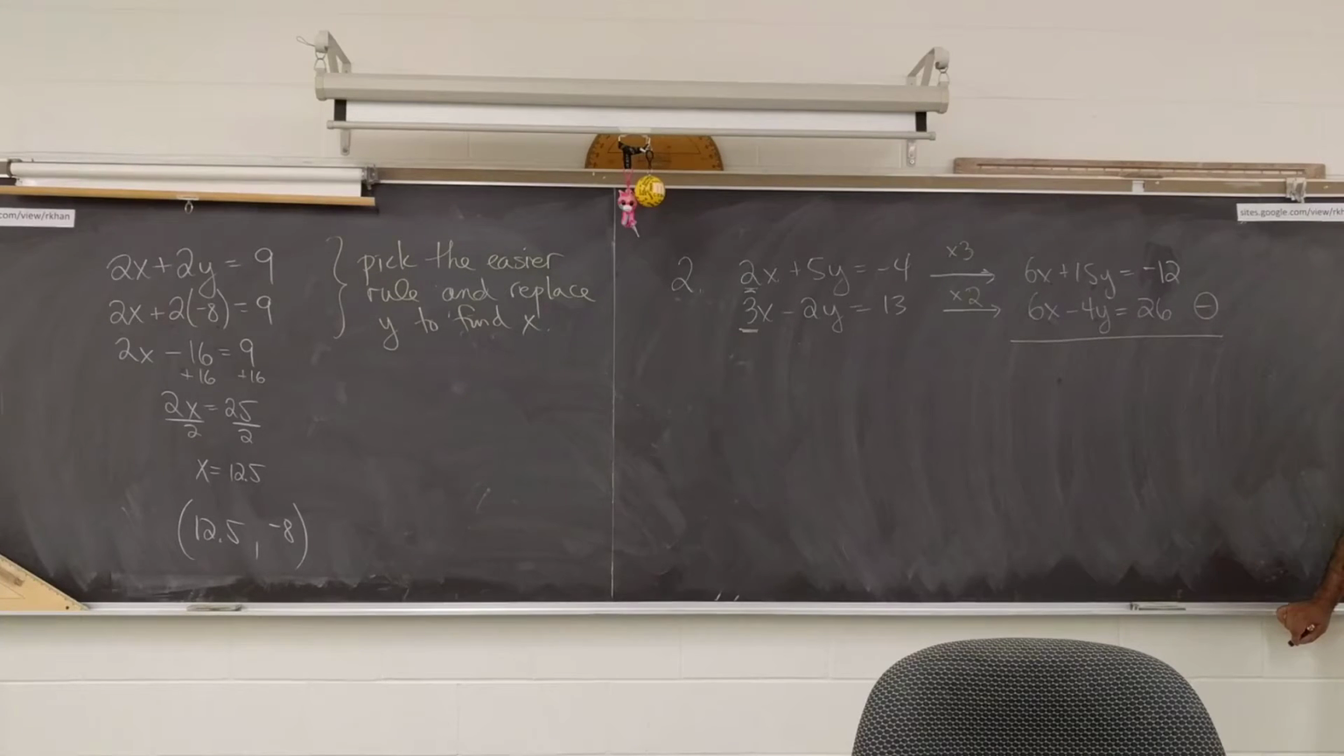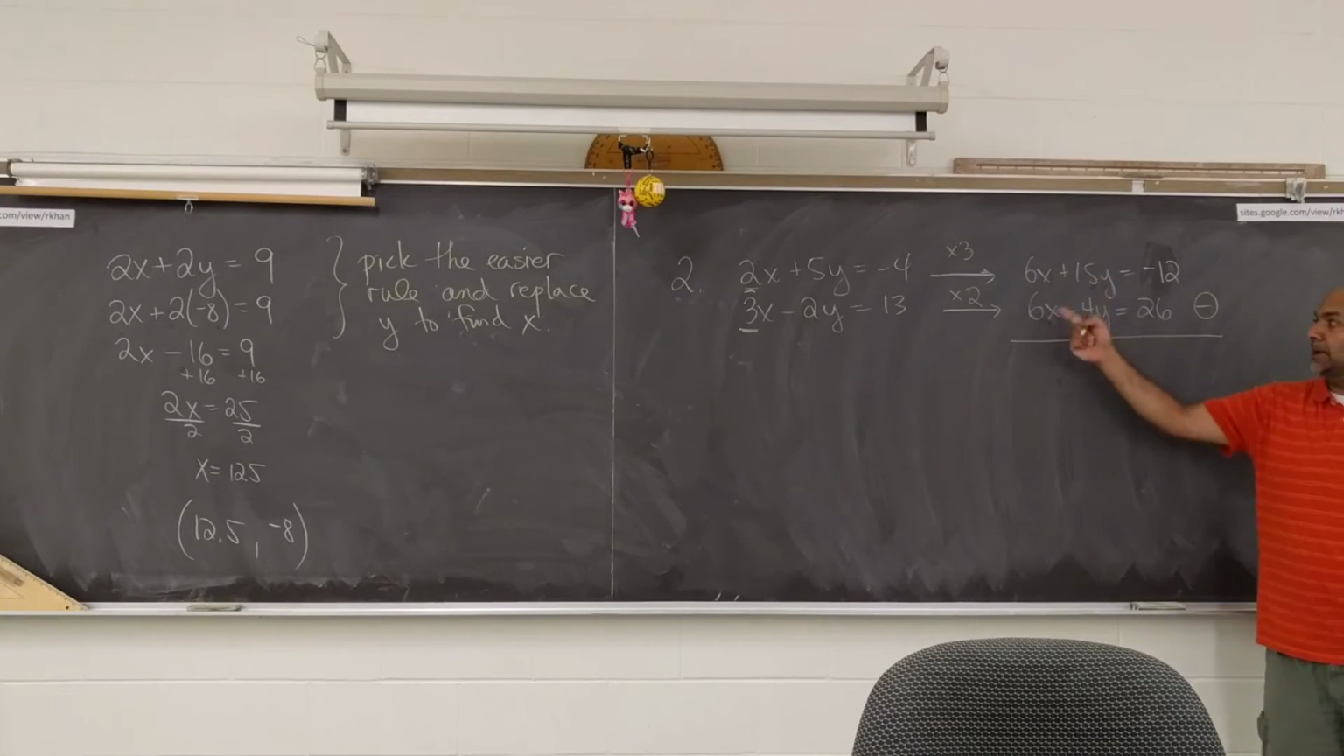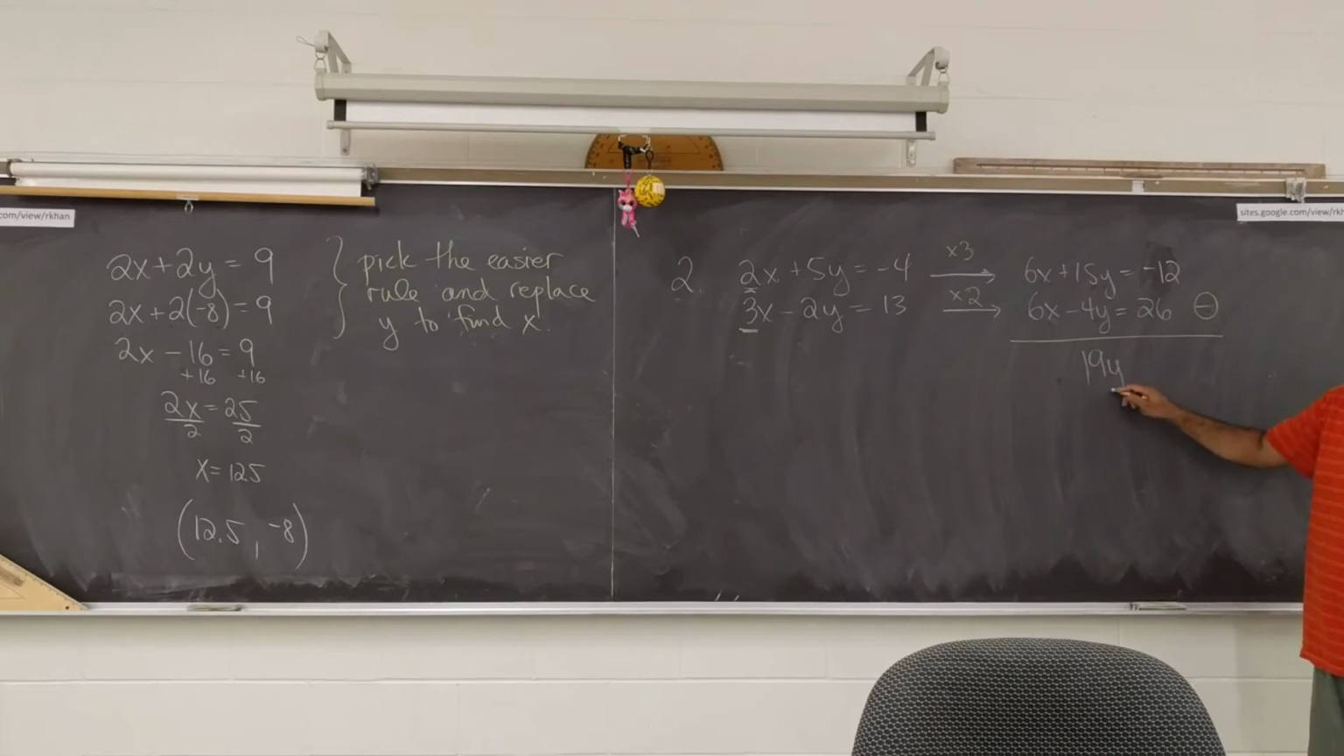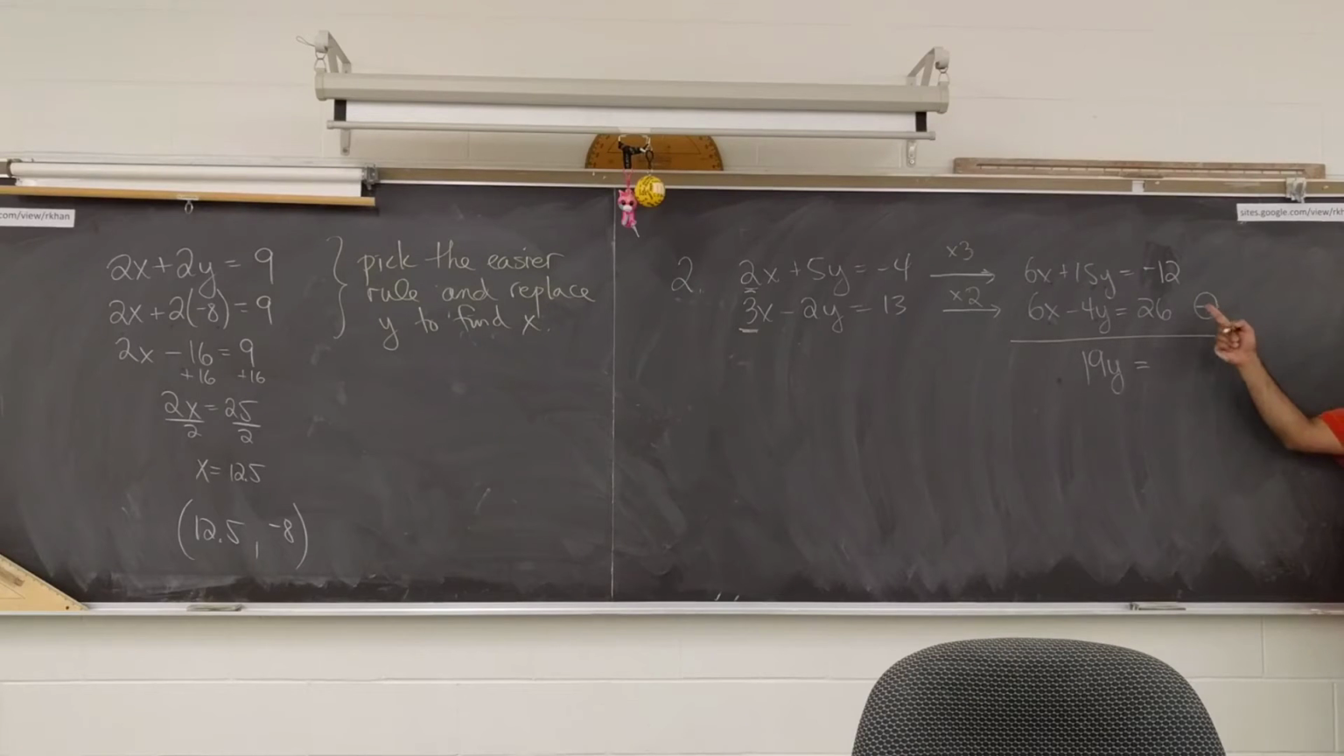So 6x minus 6x disappears. We've got the 15y minus the negative 4. Don't do it in your head. You have a calculator. If you want to do it in your head, fine. But you should get a 19y out of it. Is equal to negative 12 minus the 26. Again, you have a calculator. We can do that. We get negative 38.